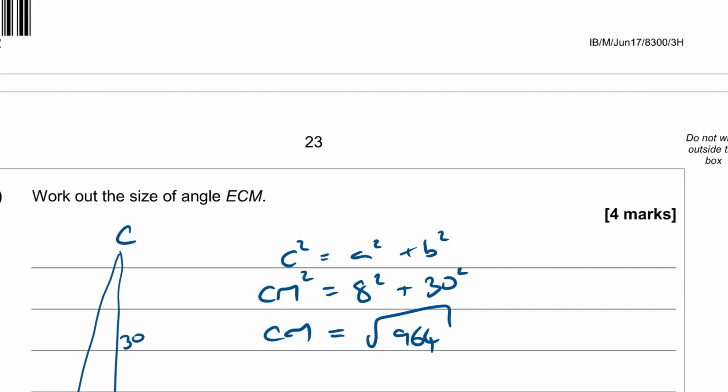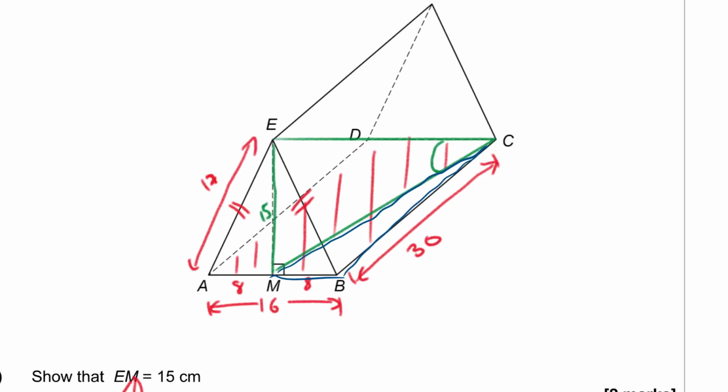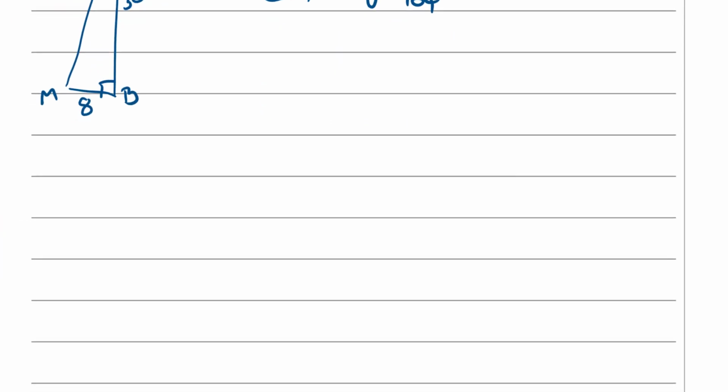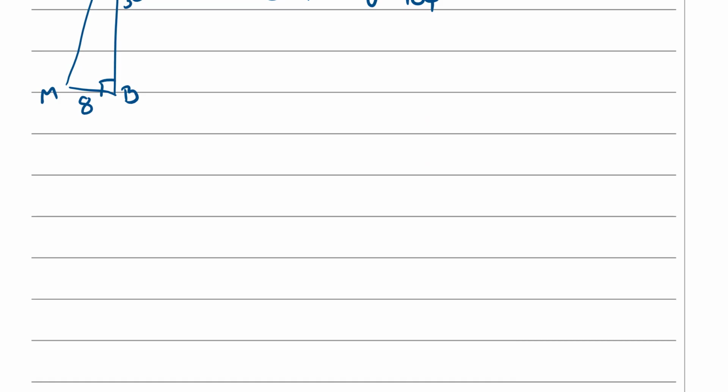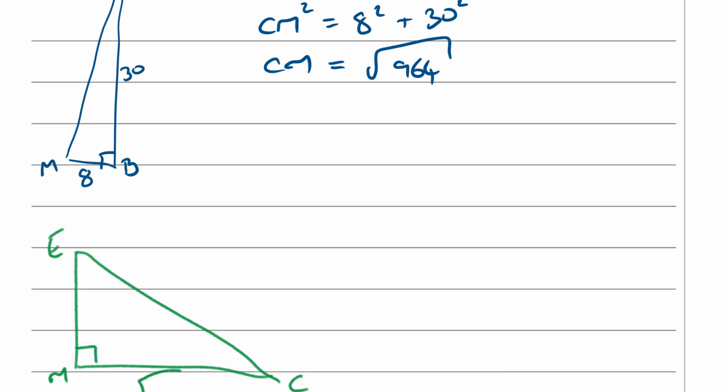So now let's take out that green triangle, the triangle EMC, and draw that one down. So our next triangle is triangle EMC. So that was M down there, that was E, and that was C. That was a right angle. We just found the length of MC. This one is the root of 964. And we found EM in the first part. We found that was 15. And we want to find this angle down here.